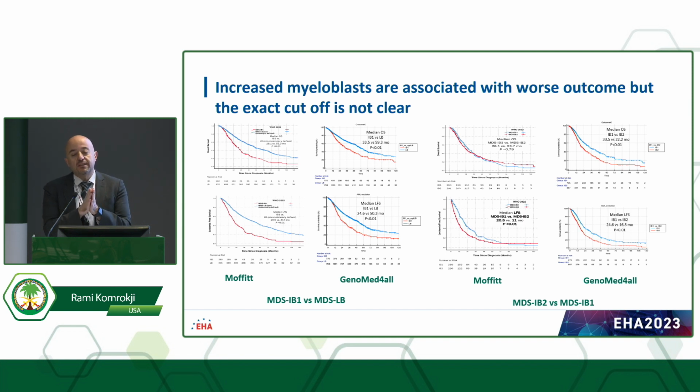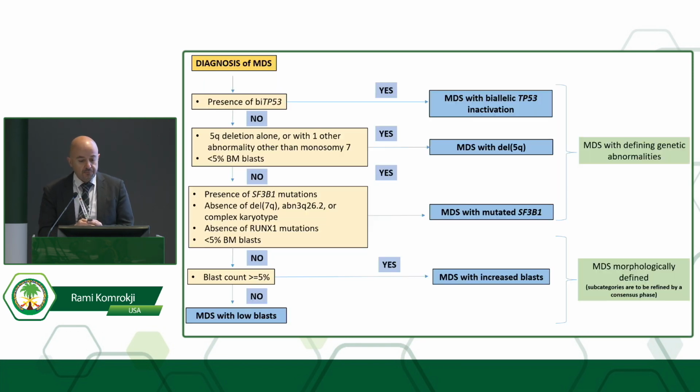The reason the ICC put the 10% cutoff is to have a more firm line, because there is some variation. Like if we have a blast count of 6 or 7%, that could really be 4 to 7. So they use 10 as arbitrary, to be sure that the blasts are more than 5%. But we really don't know the exact cutoff of the blast. But once the myeloblasts are more than 5%, that's a different biology of the disease.